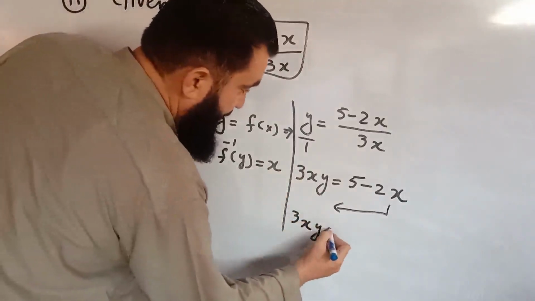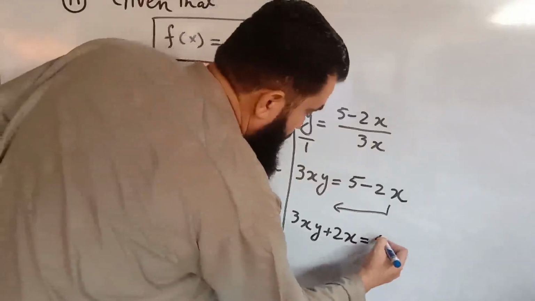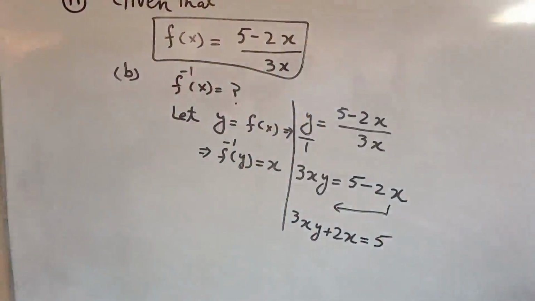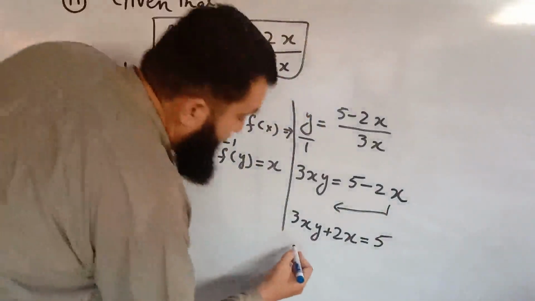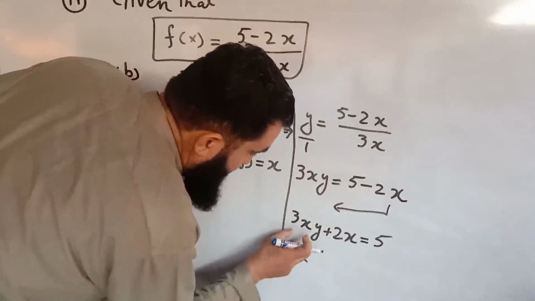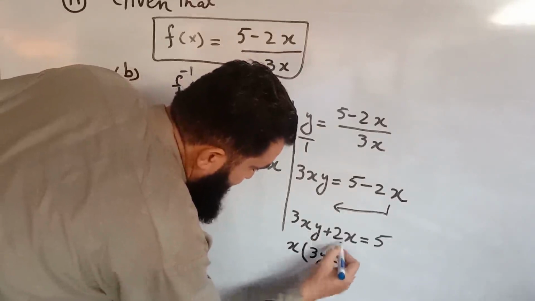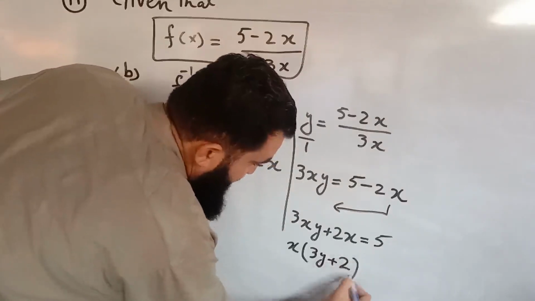3xy plus 2x is equal to 5. Okay. We can take x common from here. So this will become x. x is common. What is left here? 3y plus, x is common, 2 is left here, is equal to 5.